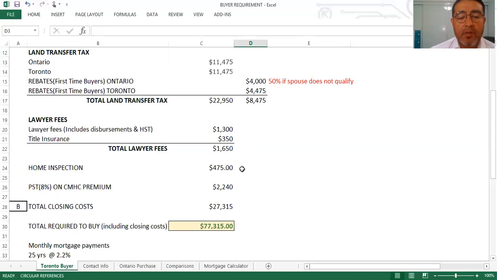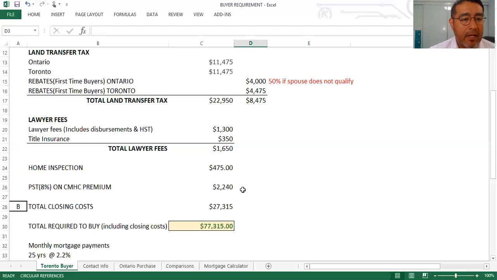Home inspection, I put down $475. Now this could range quite a bit depending on the types of services that you have your home inspector do. More and more home inspectors offer various types of services, they've got some fancy gadgets out there, but typically, in my experience, home inspections should not cost you more than $500.